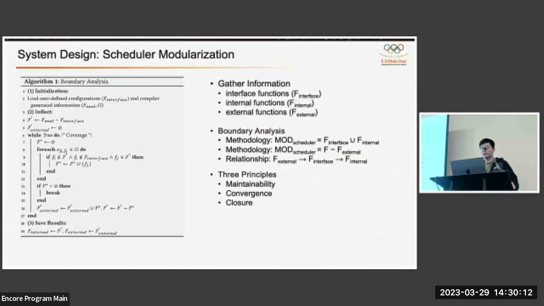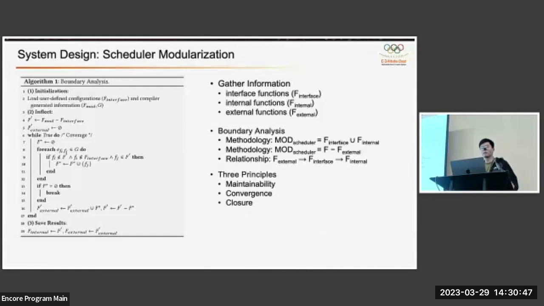We propose the boundary should be function granularity. Accordingly, we divide functions into 3 types. The function set of scheduler module is a combination of interface and internal functions. Typically, a calling relationship is from external to interface, and then to internal functions. Boundaries obey 3 rules.